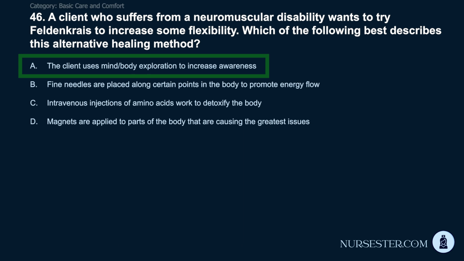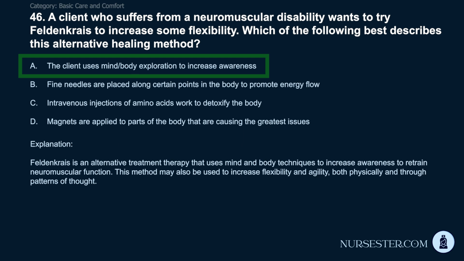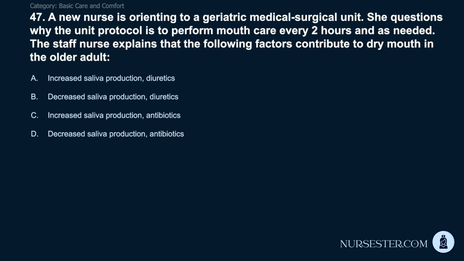Feldenkrais is an alternative treatment therapy that uses mind and body techniques to increase awareness to retrain neuromuscular function. This method may also be used to increase flexibility and agility, both physically and through patterns of thought.